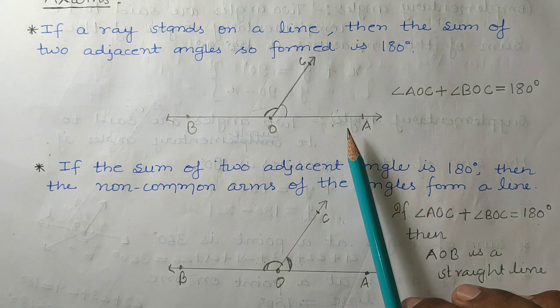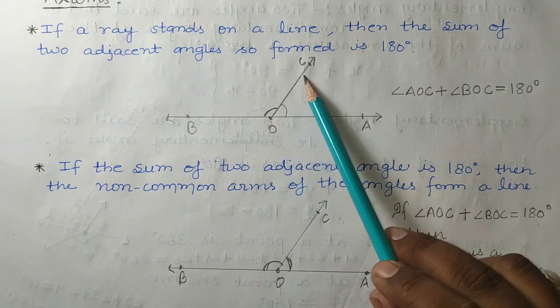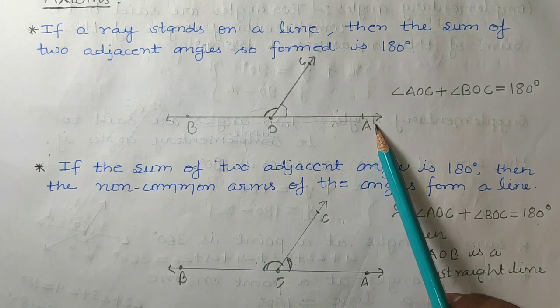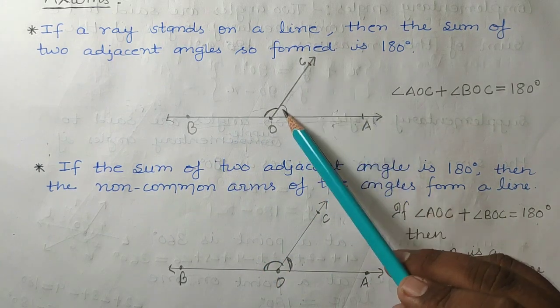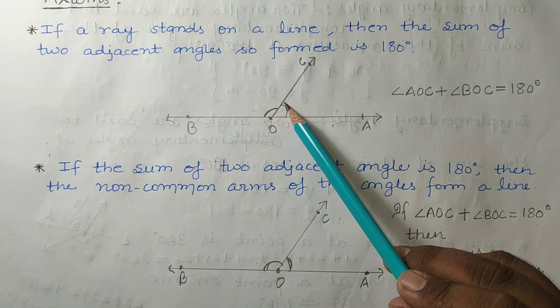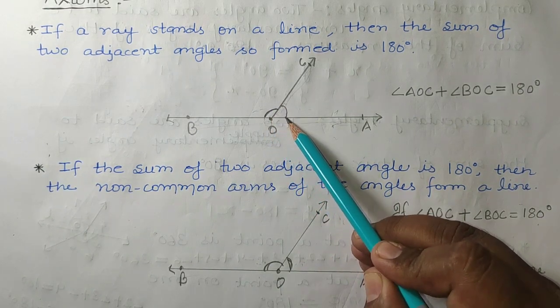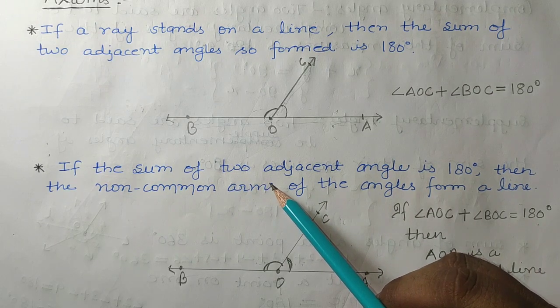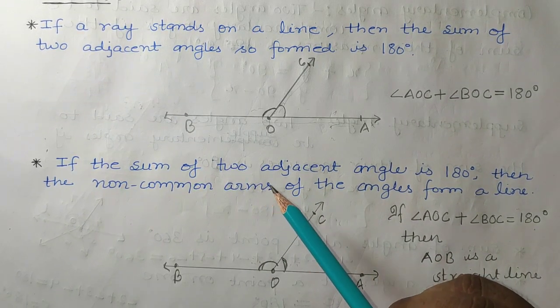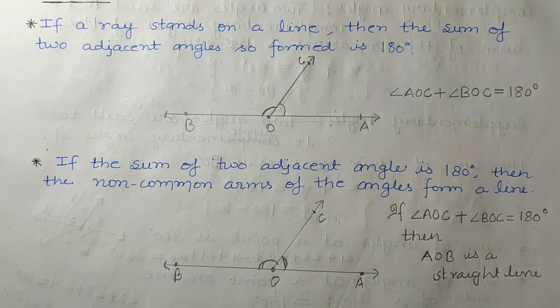Later on we have studied two axioms, and both are actually the converse of each other. In the first axiom, we studied that if a ray stands on a line, see BOA is a line, if OC is a ray standing on this line, then the sum of adjacent angles is what? 180 degrees. This is an axiom. What was an axiom? I have told you that axioms are the basic facts which need not be proved, which do not require proof.